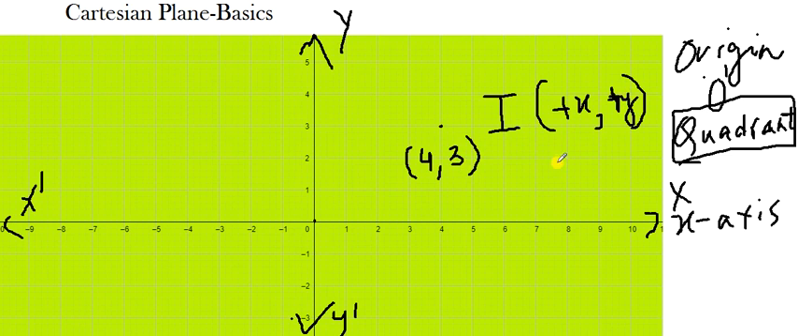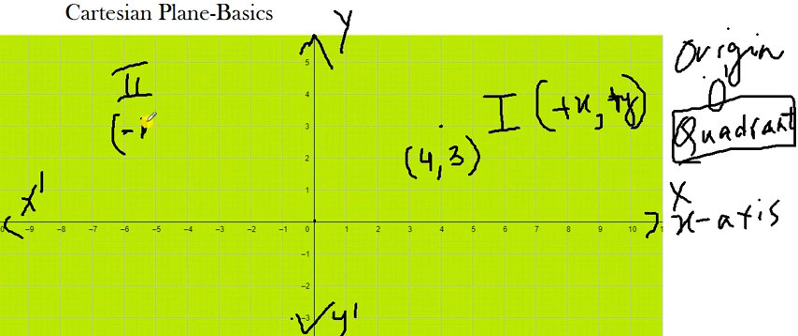Now we move on in the anti-clockwise direction. This is my second quadrant, and if you can see, in the second quadrant the x coordinate is negative.